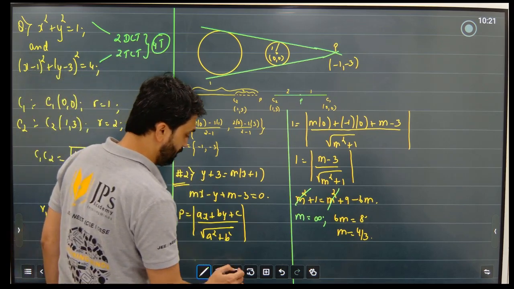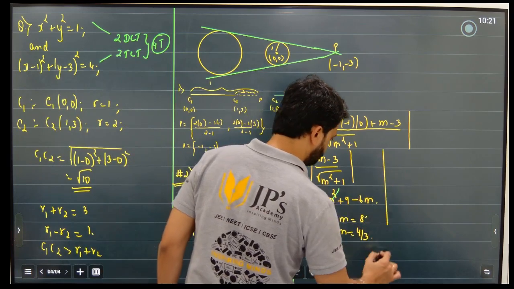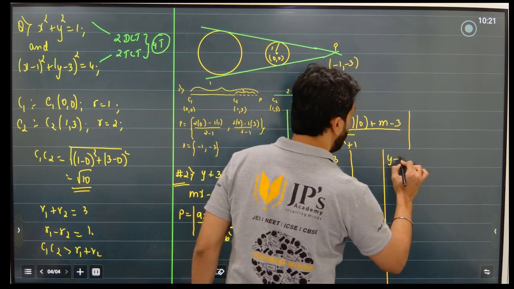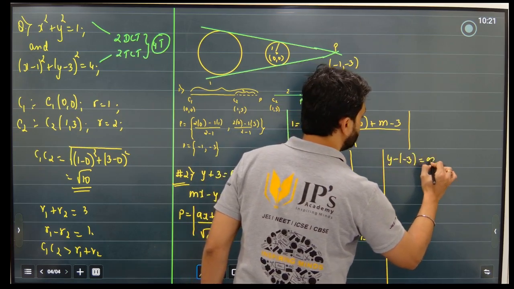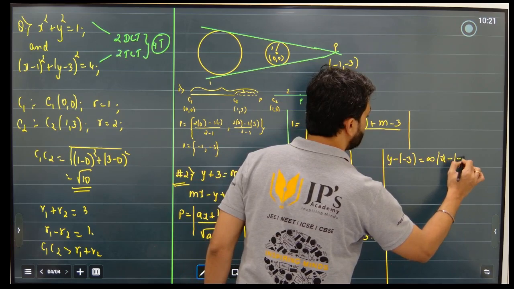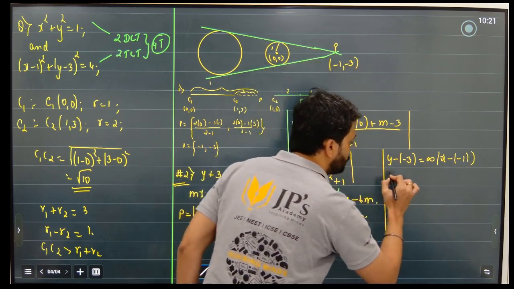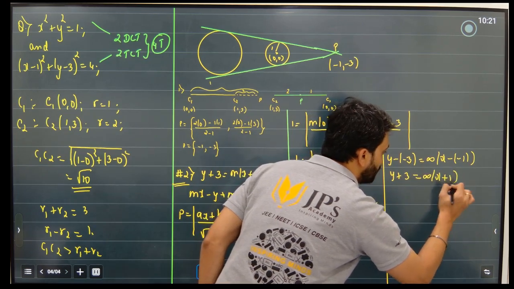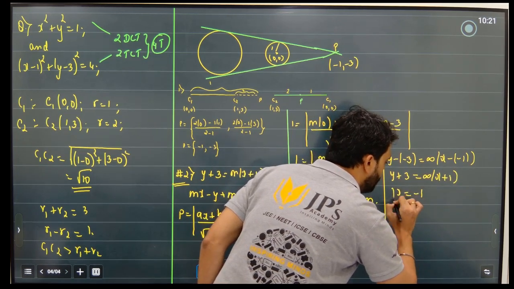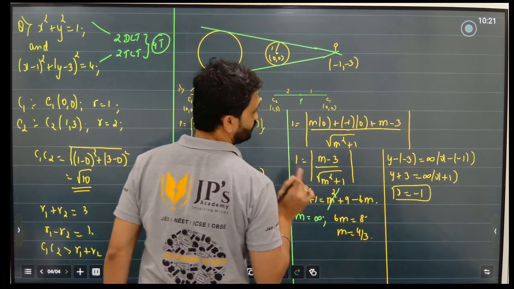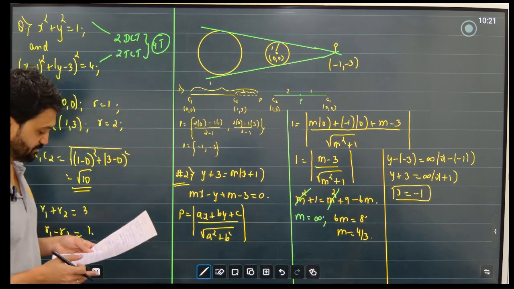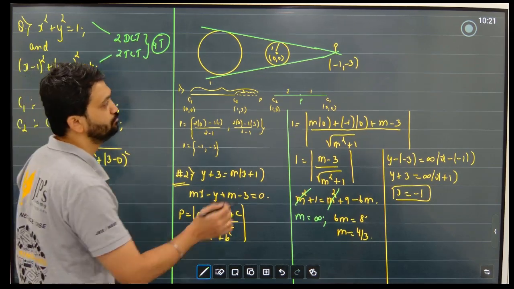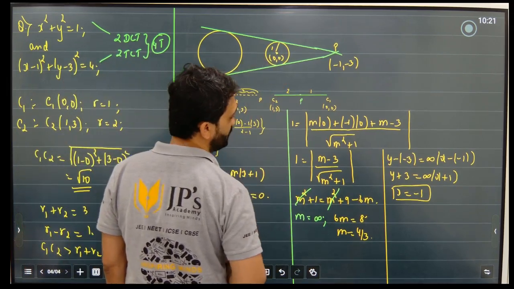So now when I find the equation, पहला है y minus y1 is equal to infinity into x minus x1. So y plus 3 is equal to infinity into x plus 1. So my answer is x is equal to minus 1. So this is one of the tangents. कि x is equal to minus 1 is one of the tangents. Because मुझे पता है कि these are the two direct common tangents.